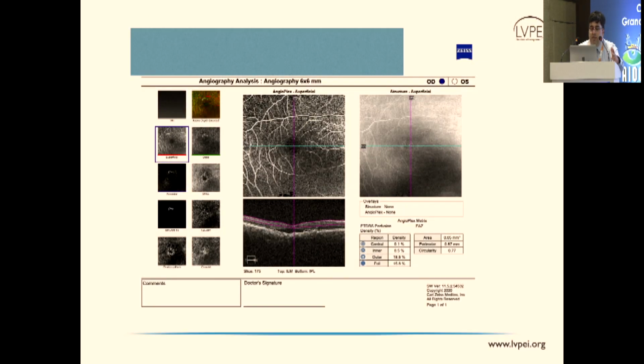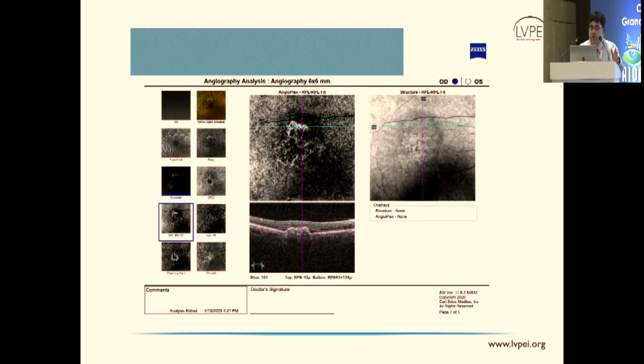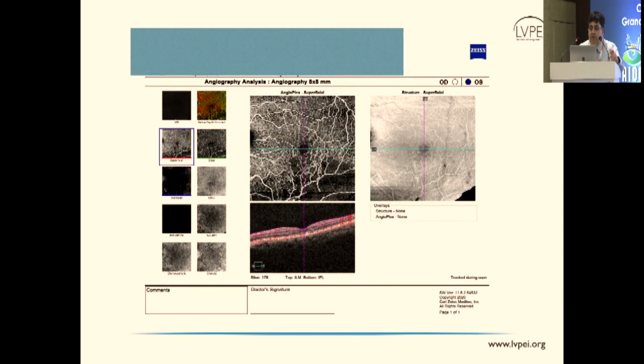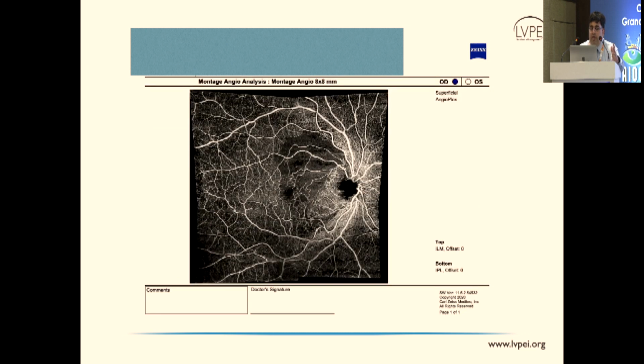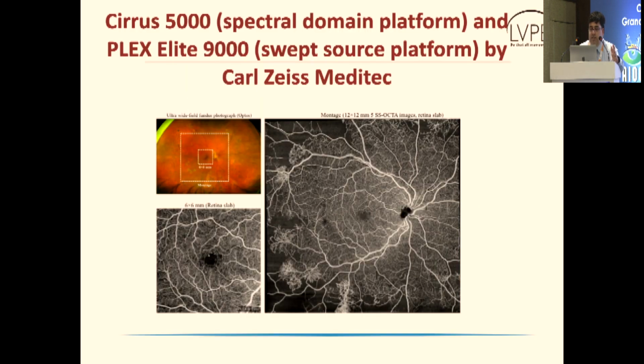So these are images from the Cirrus 5000, 6x6 mm high resolution. These are OCTAs where you can very beautifully pick up the networks of 6x6 on Cirrus 5000. And this is a BRVO patient showing an 8x8, and then you can montage it to get an 8x8 montage, or a Plex Elite, which allows you to see this neovascularization going all the way beyond the equator also.